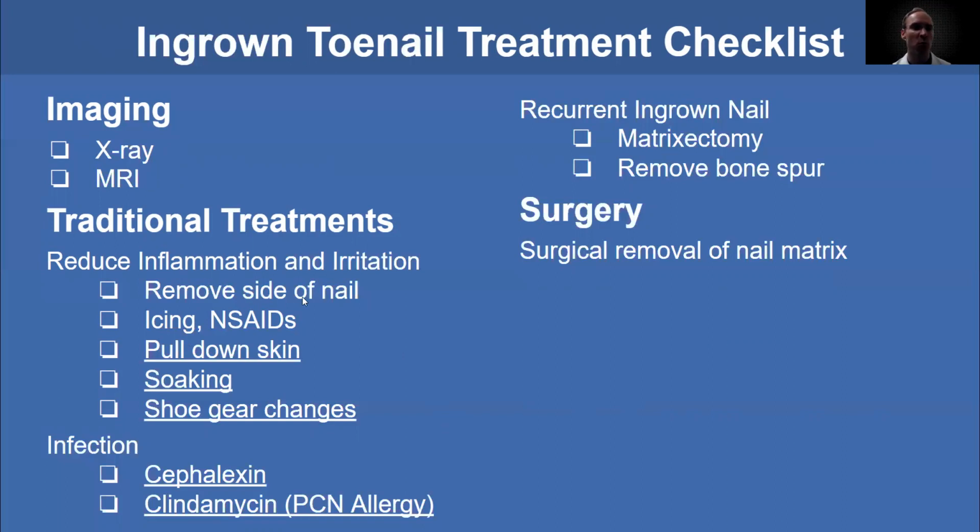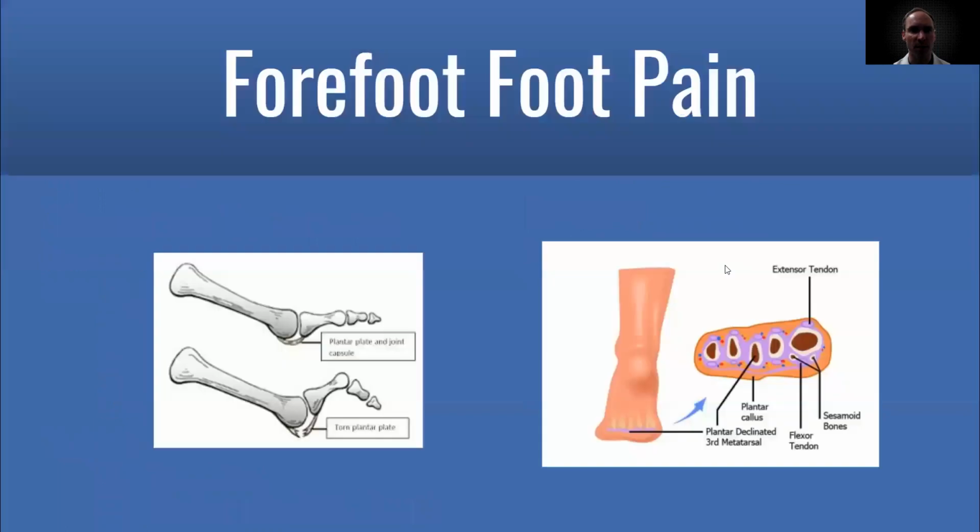When they see us, we remove the side of the nail pretty much all the time. And then we very rarely put them on antibiotics unless they need it. And then if it keeps coming back, we'll do a matrixectomy. That's where we kill the side of the nail or shave down the bone spur. And that's the surgical component, the nail matrix. It's a very common procedure we do.